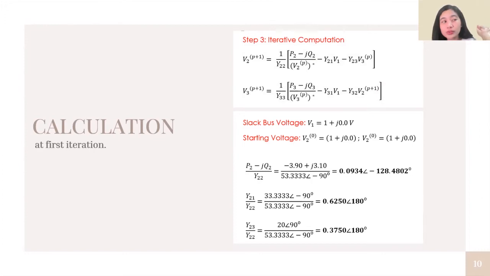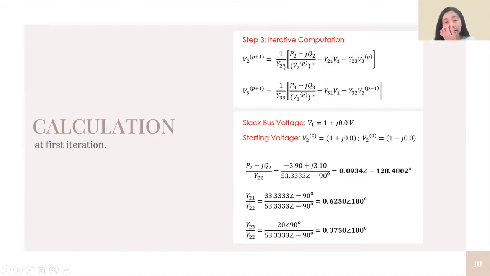Now we have to get the value of admittance y sub 21 divided by y sub 22. As you can see, we always divide by y sub 22 because of this formula.